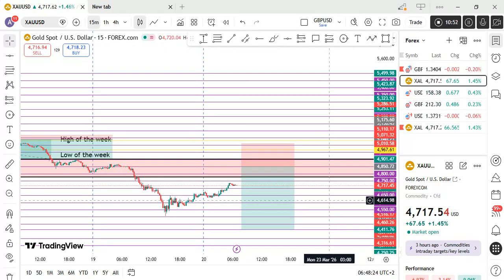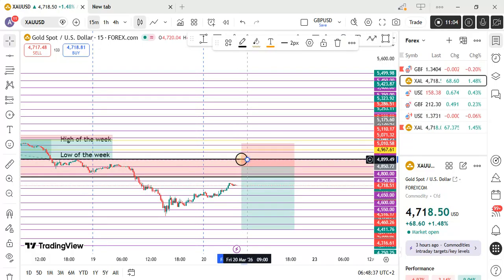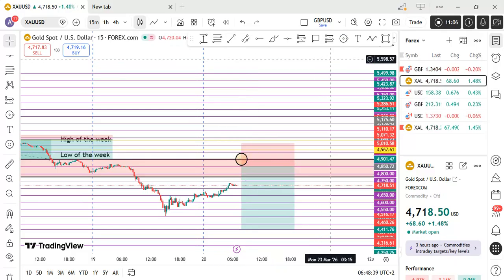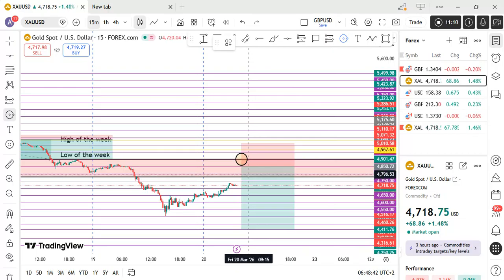That is definitely going to be the first entry position on gold. So here is the first entry position. And then the second entry position is definitely going to be around this level, when price eventually pulls back to this level.